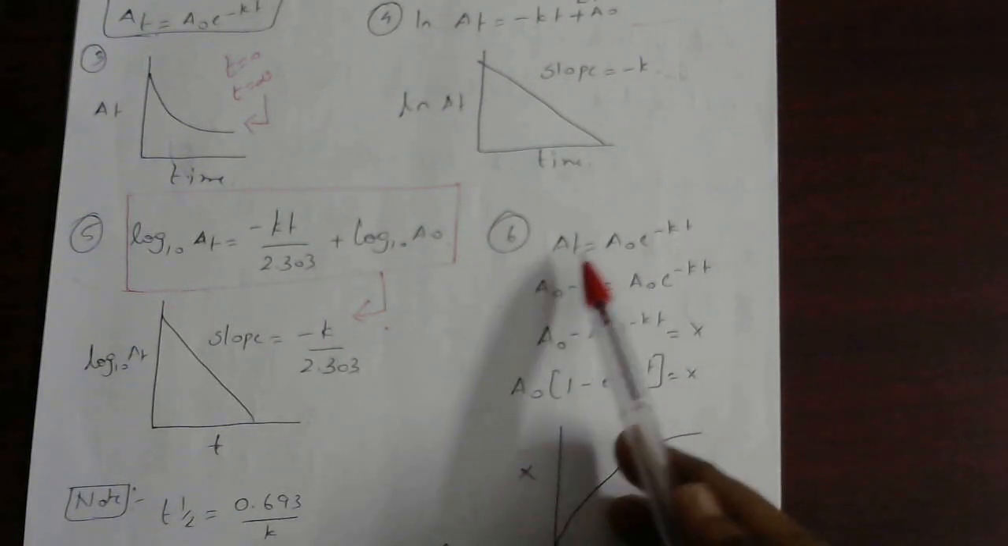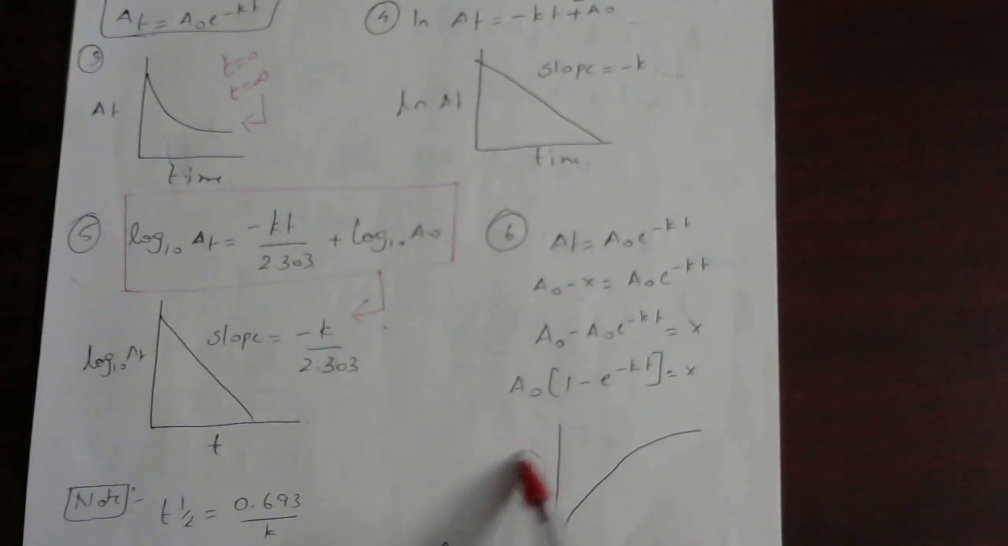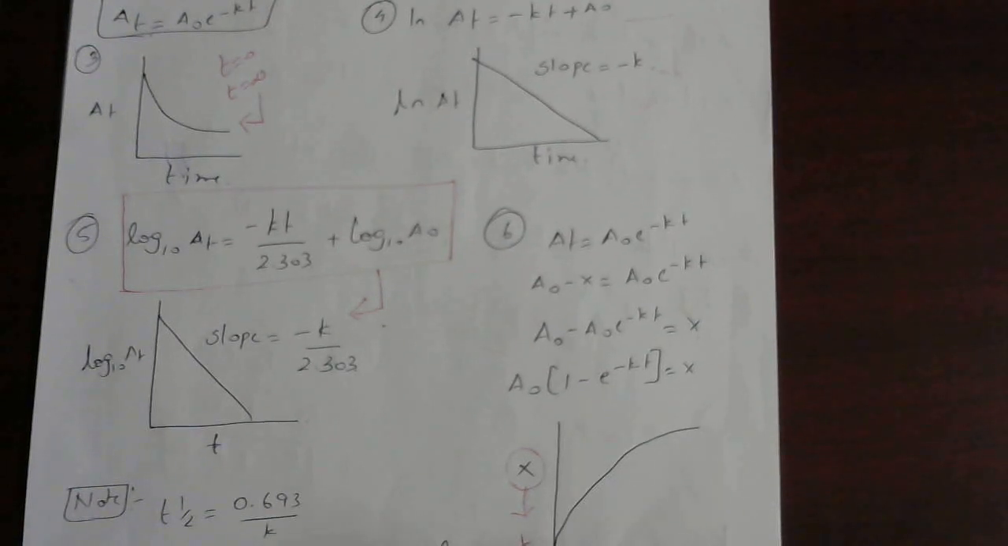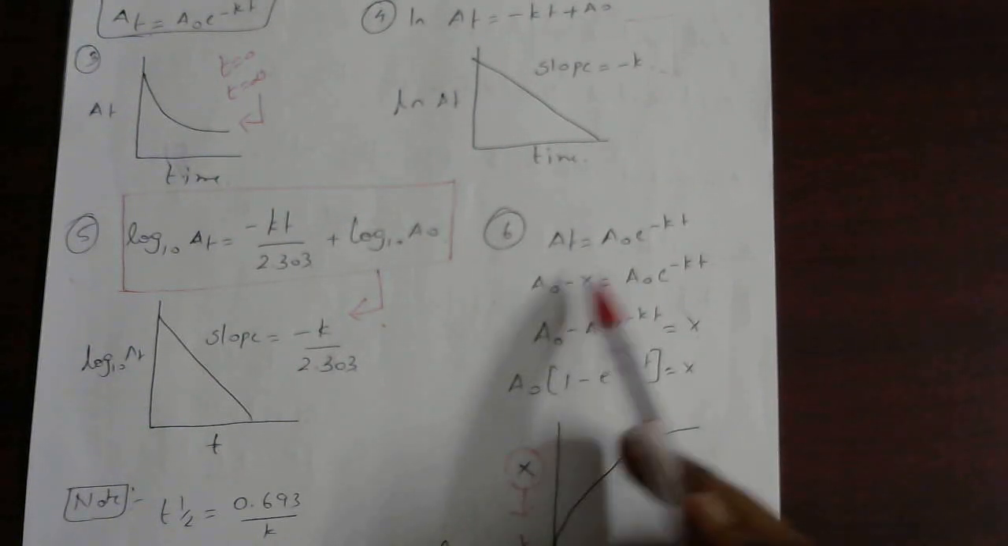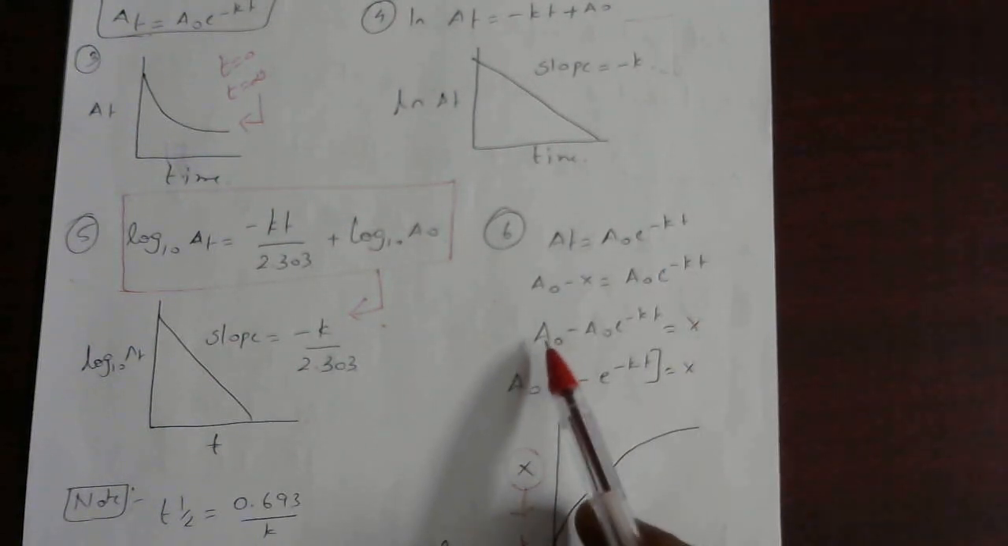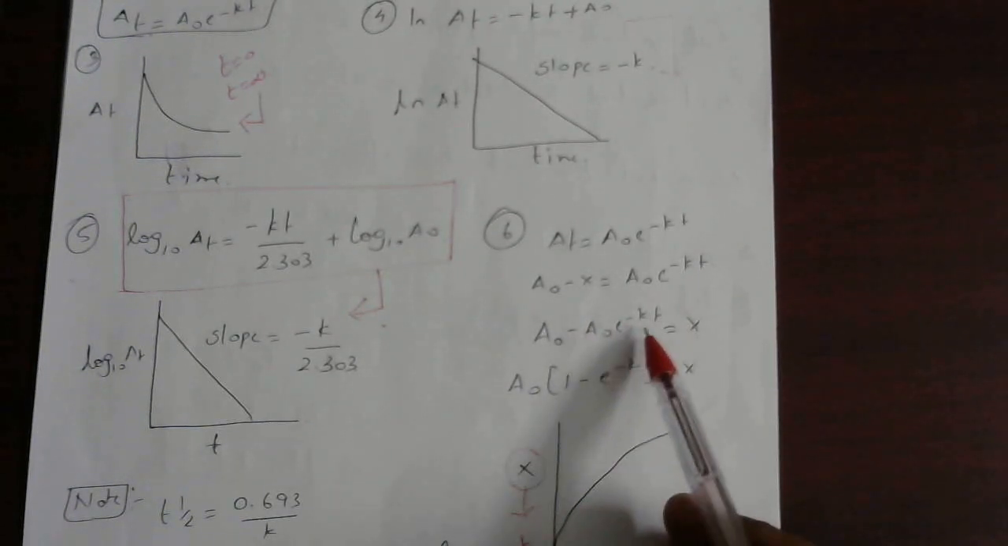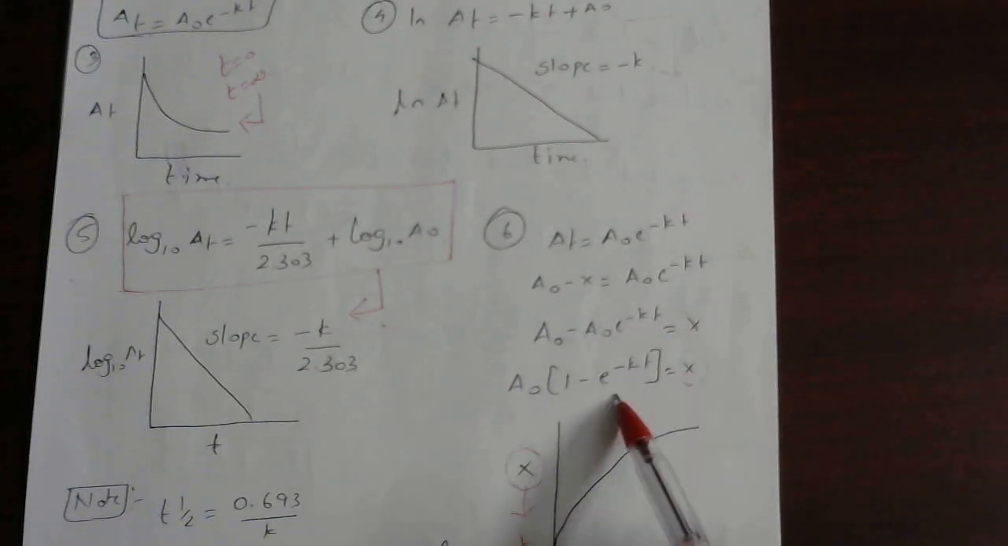And let me take here, this x is nothing but the concentration of product. Same thing I have said, a naught minus x, this x is nothing but concentration of product. So a naught minus x equals a naught e to the power minus kt. Try to make the arrangements, you are supposed to get x equal to something like this.